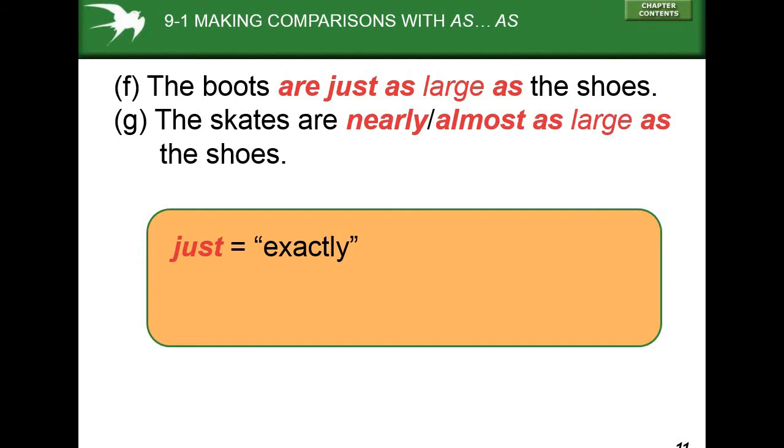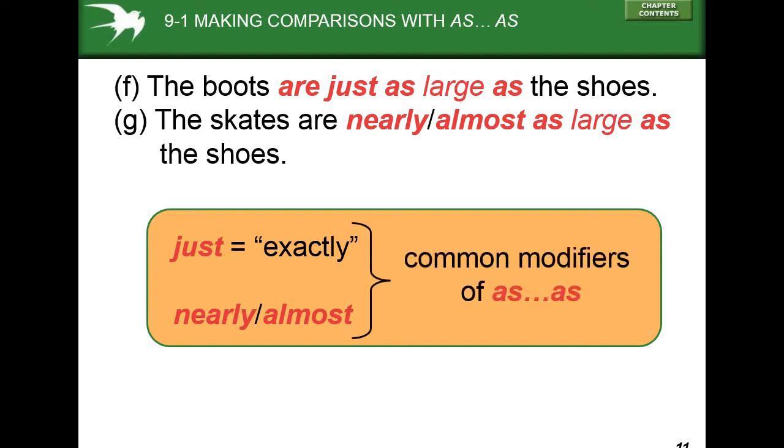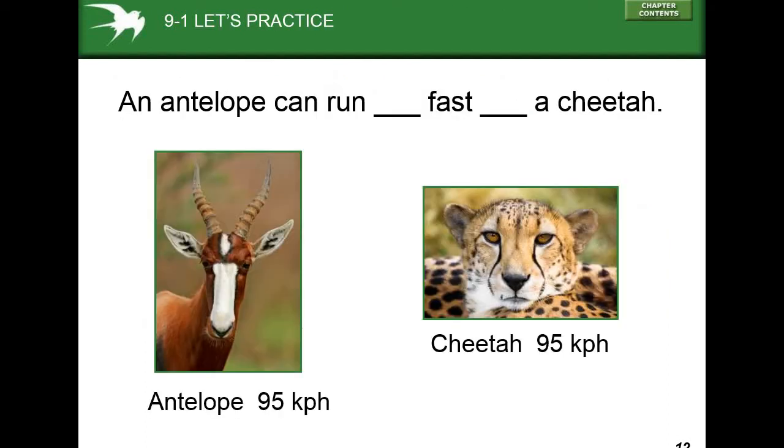So just means exactly. The boots are just as large as the shoes, here the meaning of just is exactly, no difference. Okay, and nearly or almost means a small difference. Okay, very good.